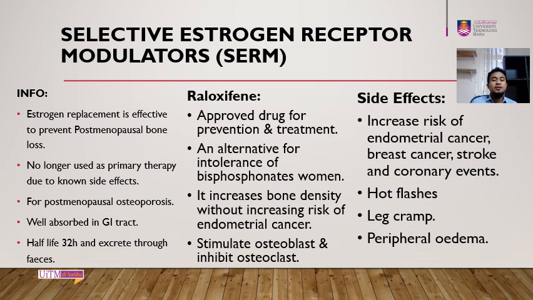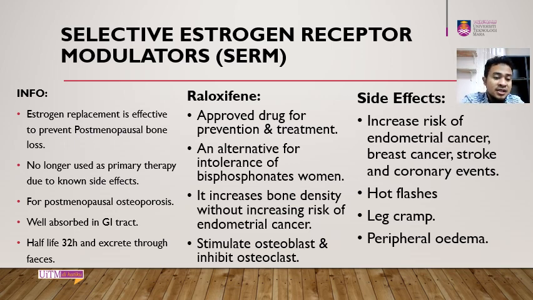Alright, so this is the one that I mentioned to you, SERM, selective estrogen receptor modulator. This is actually for estrogen replacement. They are very effective to prevent postmenopausal bone loss. It's no longer used as primary therapy because it's known for its side effects. This one is usually used for postmenopausal osteoporosis, not really for age-related or secondary types of osteoporosis.